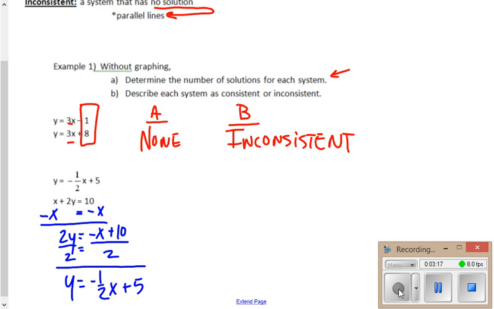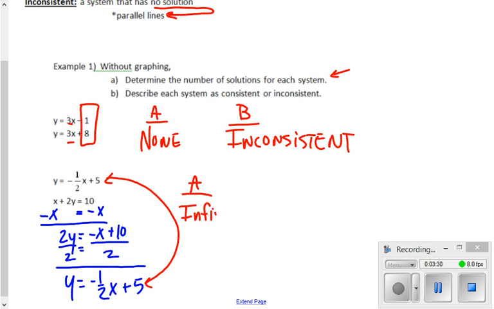Once I have them in slope-intercept form, I'm going to compare the two equations, and they're both the same. So they do have solutions. They're actually the same line. So the number of solutions here would be infinite, and this would be a consistent solution.